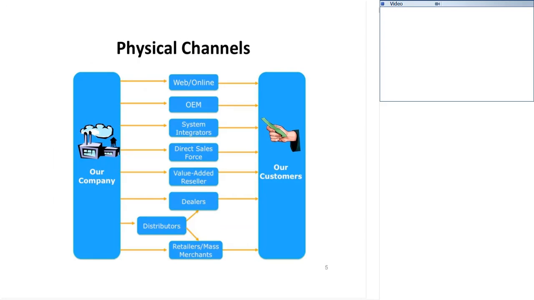Let's talk about some physical channels. Of course, again, you can sell online and deliver physically. You can also use what's called an original equipment manufacturer. So you sell to someone who makes something that then sells to the end customer. And again, a good example of that would be Intel, who makes chips and sells them to folks like HP and Dell. They bundle those into computers, and then HP would sell the computers directly to customers. So in that case, HP would be an original equipment manufacturer for Intel.